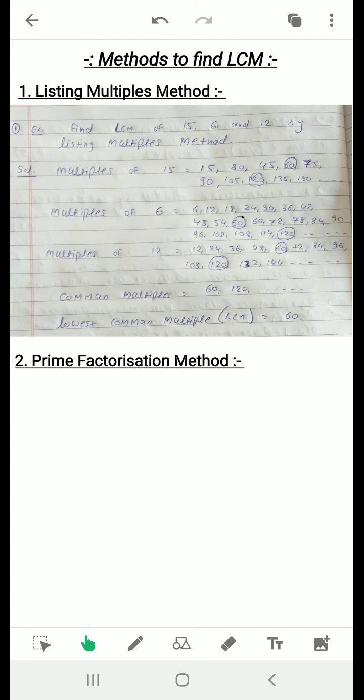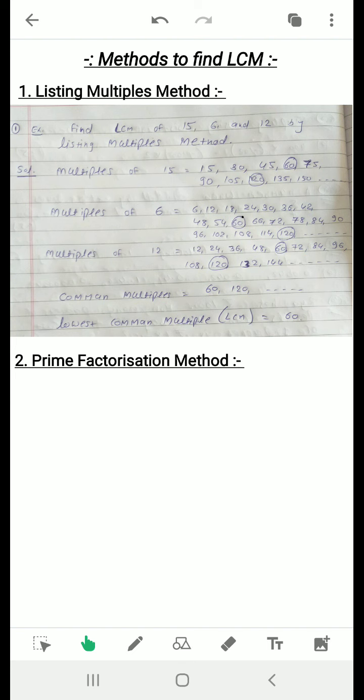Okay, so there are other methods also. So what are the other methods? The method number 2, the prime factorization method. When I taught the prime factorization topic, I told you the topic prime factorization is very, very important for you in this class 5 and in the upcoming classes also. This method, prime factorization, is very useful.